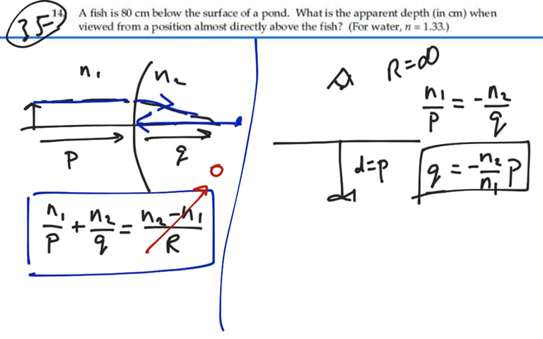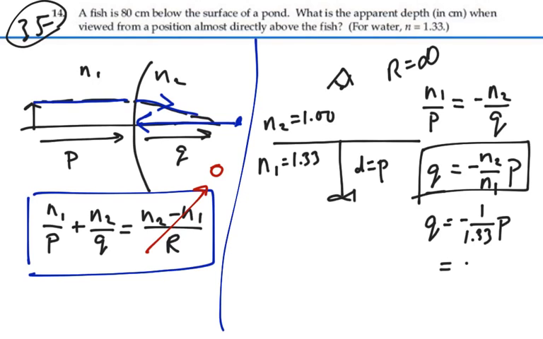In this case, n1 is the water, 1.33, and n2 is the air, 1.00. So our image distance is going to equal a negative 1 over 1.33 times the object distance, which is actually the actual distance of the fish below the water. So this is going to be equal to 0.8 meters divided by negative 1.33, and that will be a negative 0.6 meters, which is the answer we got in the last problem.